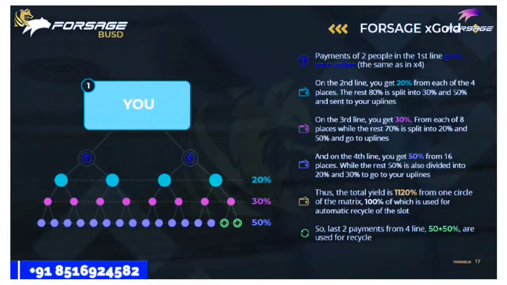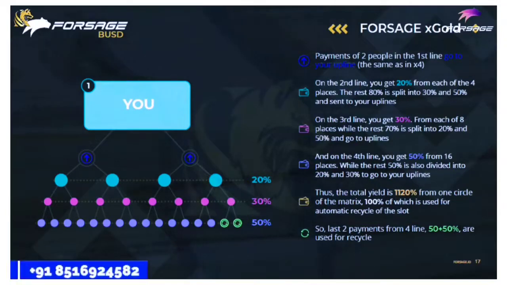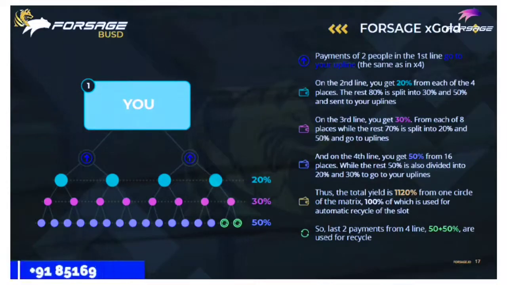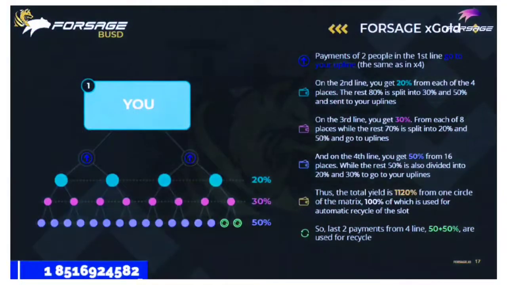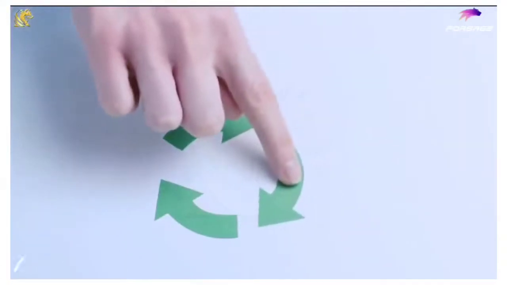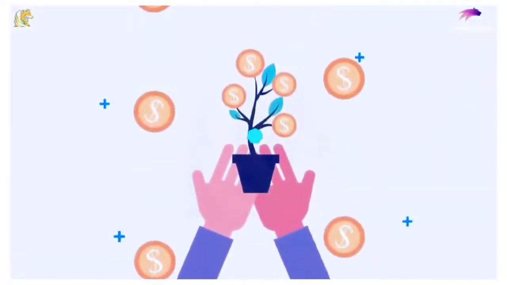And on the fourth line, you get 50% from 16 places, while the rest 50% is also divided into 20% and 30% to go to your uplines. So the total yield is 1120% from one circle of the matrix, 100% of which is used for automatic recycle of the slots. So the last 2 payments from the 4th line, 50% plus 50%, are used for recycle. In this way, all your slots will keep recycling and keep paying you continuously without making any extra repurchase. With all these recycles, you will continue to receive income infinitely.